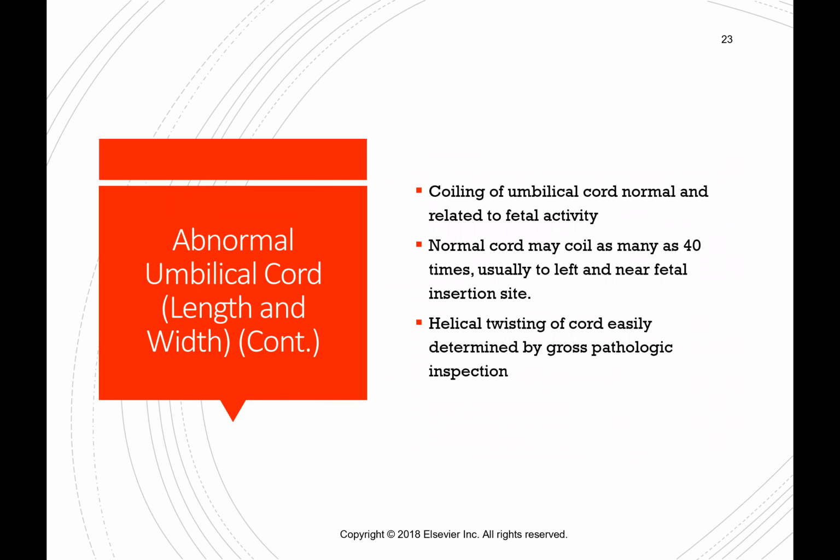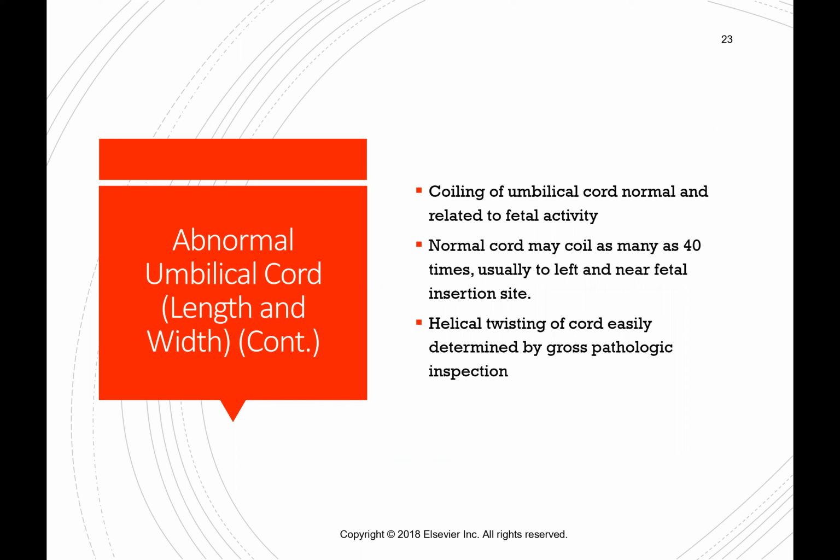The coiling of the umbilical cord is normal, and I want you to know that, and that's related to fetal activity. And the normal cord may coil as many as 40 times. It's usually to the left and near the fetal insertion site. It's helical twisting of the cord, easily determined by gross pathological inspection. So you should see cord coiling. It's really easy to see.